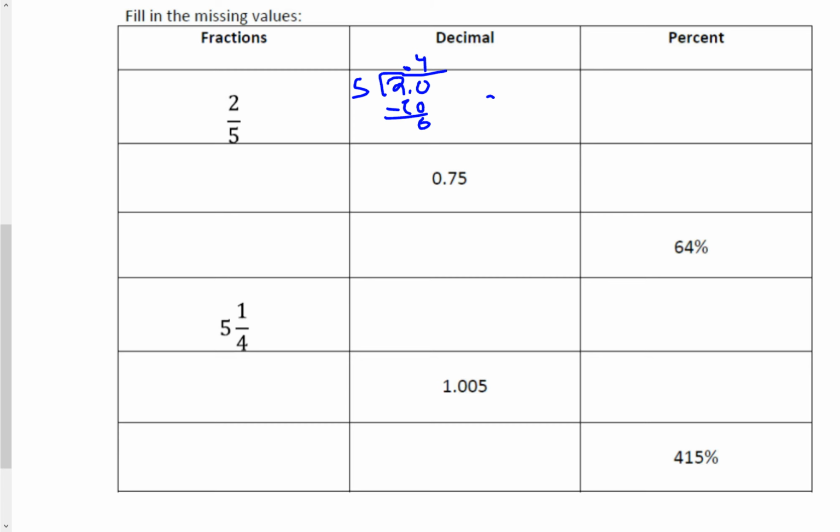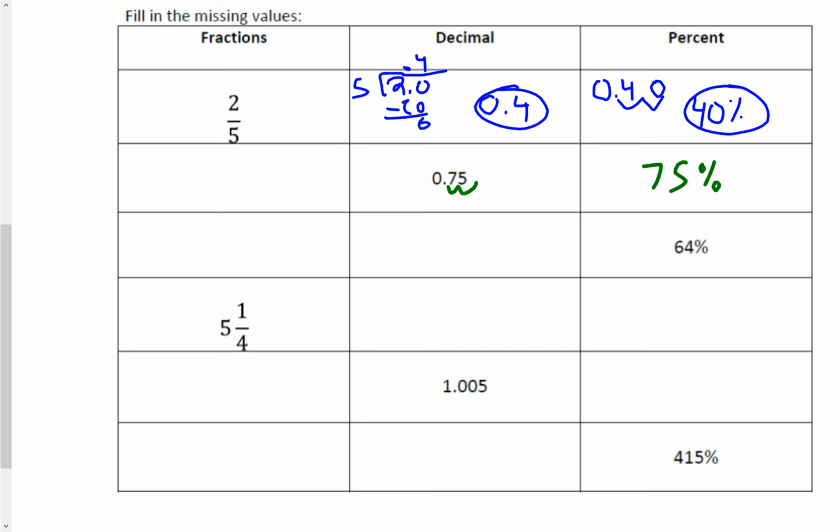So our answer is 0.4. All right, now for percents, we move the decimal 2 places to the right. So we have 0.4, go 1, 2 places, and fill in the 0. So you get 40 is our percent. All right, so decimals. We start with a decimal. Same thing goes for changing to a percent. We'll move the 2 places to the right, and we get 75%.